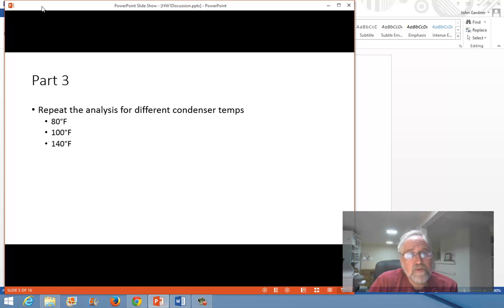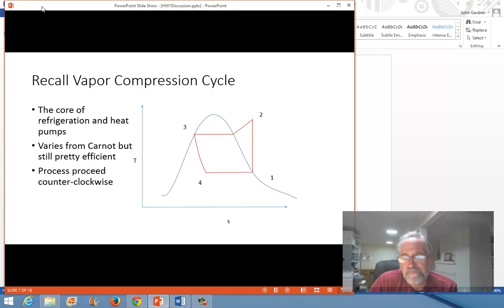Then part three is just repeat the analysis for 3 different condenser temperatures. So we'll actually have 4 data points to look at how the system behaves in different outside conditions, because it's the outside conditions that set the condenser temp. And then I asked you to just tell me what you found. Just make some observations about the effective condenser temperature.